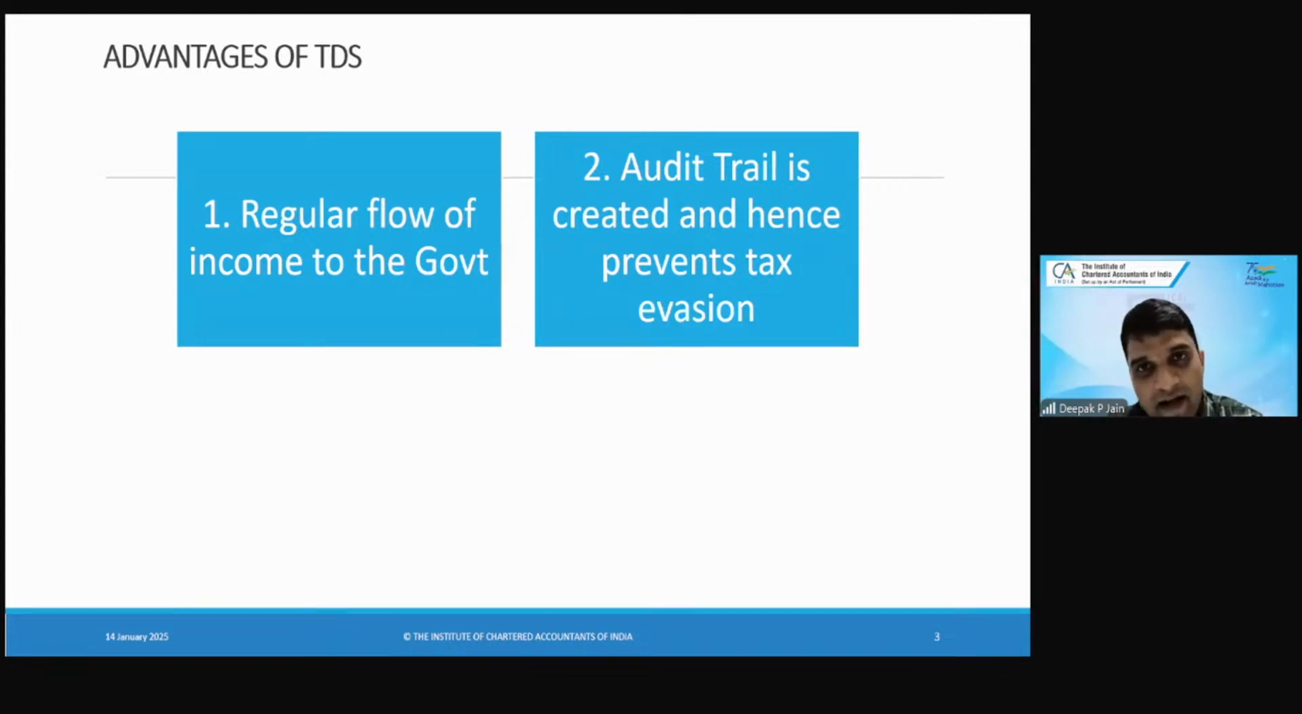They have to mention the other person's PAN number. Correct? They have to file the TDS returns. So here also there are TDS returns. When they file it, they have to mention the other party's GSTIN number. So once they mention their GSTIN number, it provides an audit trail. Okay, an audit trail is created and hence prevents tax evasion.